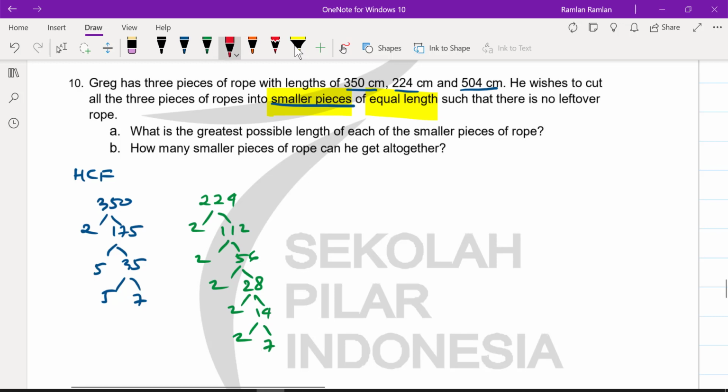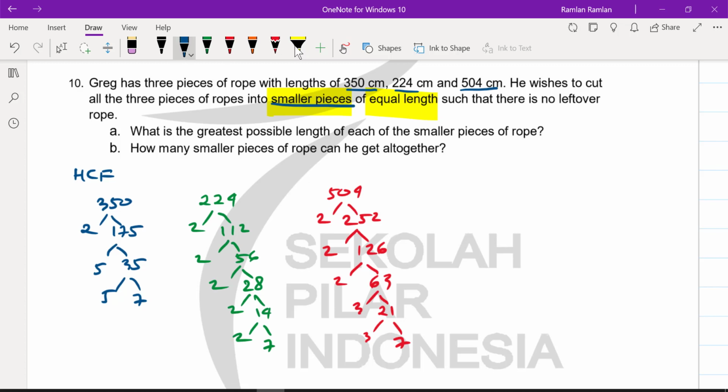And the last one is 504. Divided by 2, you get 252. Divided by 2 again, 126. Divided by 2 again, you get 63. Divided by 3, you get 21. Divided by 3, you get 7. Okay. So these are the prime factorizations.